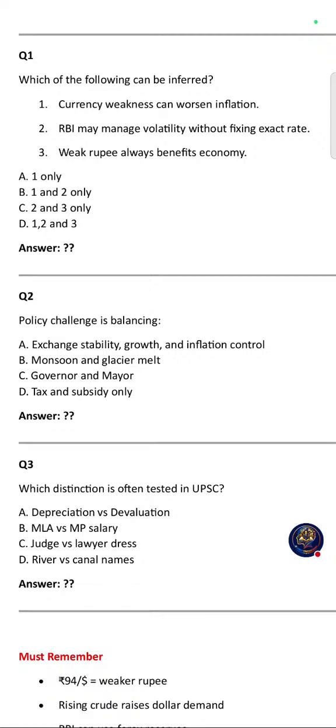Currency weakens can worsen inflation. Number 2, RBI may manage volatility without fixing exact rate. Number 3, weak rupee always benefits economy. What is the correct answer? B, option 1 and 2 only. That is, currency weakens can worsen inflation. RBI may manage volatility without fixing exact rate.